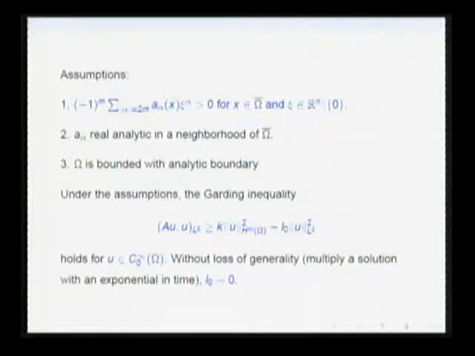So you assume that solutions are analytic, not solutions, the coefficients are real analytic, and that omega is a bounded domain with analytic boundary. Okay, under these assumptions, you have a Gårding inequality. In other words, you can compare the H^m norm with the A u norm. You can take this one to be 0 just by multiplying by the exponential. So you can just consider the elliptic case when the principal symbol is elliptic.